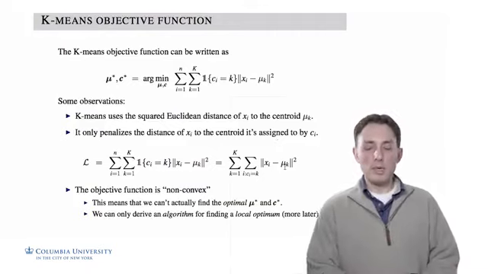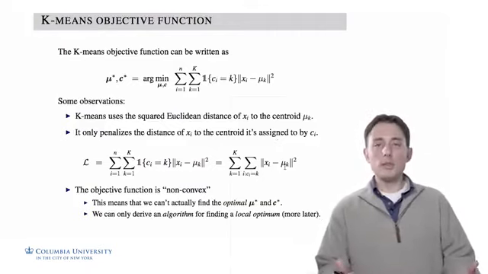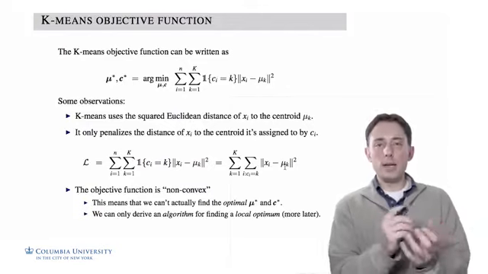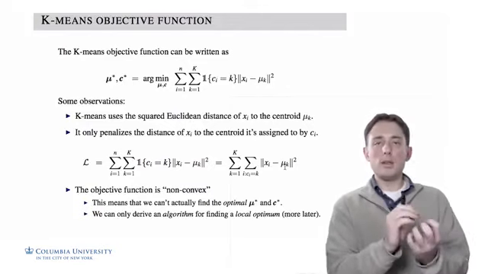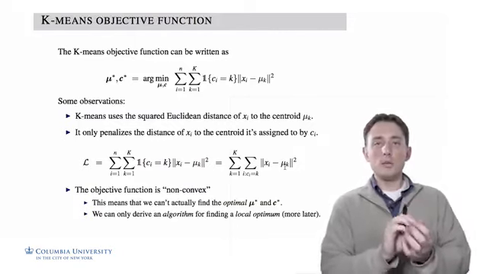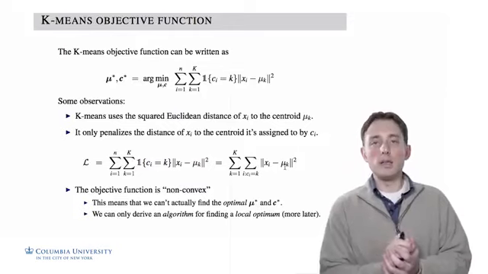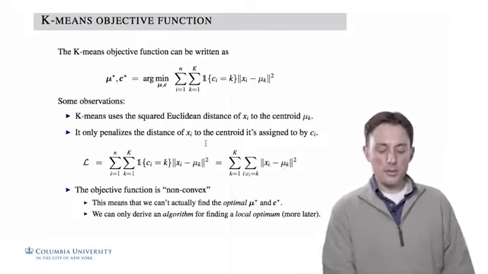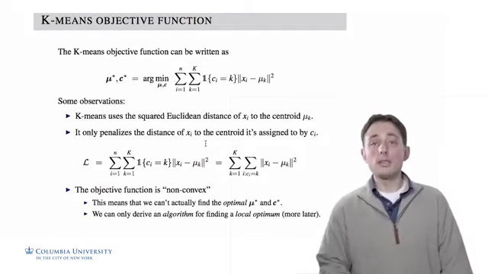This is what we're trying to minimize. We're trying to find these centroids and find these assignments such that all of the data assigned to the same cluster are close to the cluster centroid. And we don't care about the distance to any of the other centroids, only to the one that it's assigned to. So this objective is not a convex objective function.